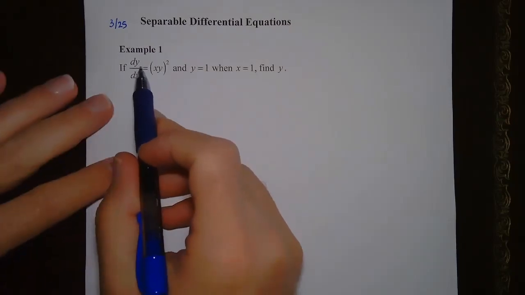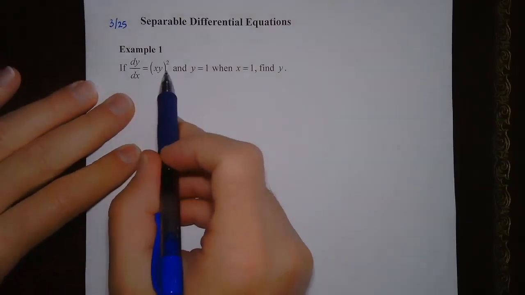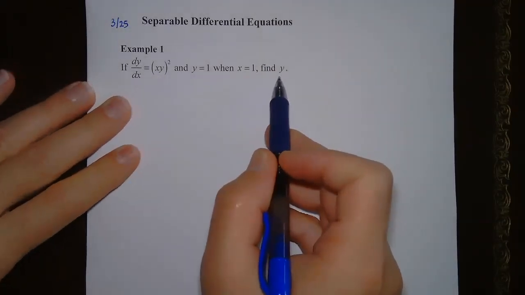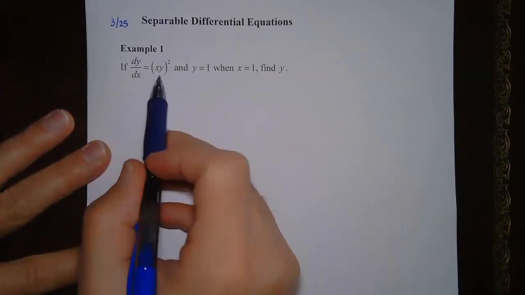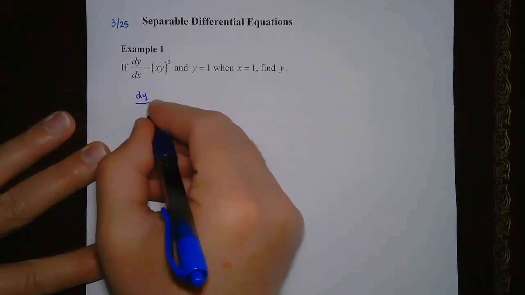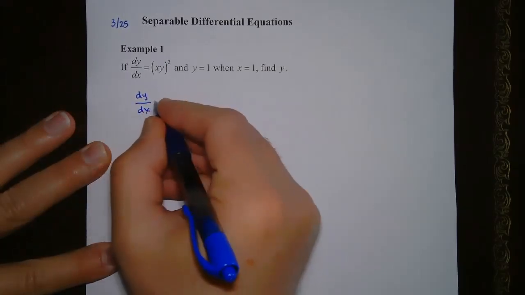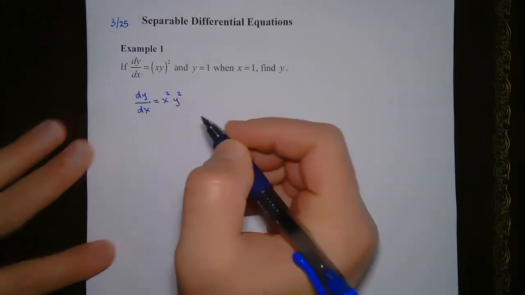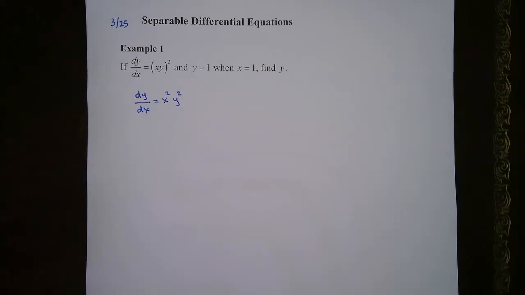If the differential equation dy over dx is equal to xy squared, and y equals 1 when x equals 1, find y. So what we need to do is rewrite this, and I'll explain in a minute why this is called a separable differential equation. So dy over dx is equivalent to x squared y squared. And what we want to do on these separable differential equations is get any term with y on the same side as dy and any term with x on the same side as dx.